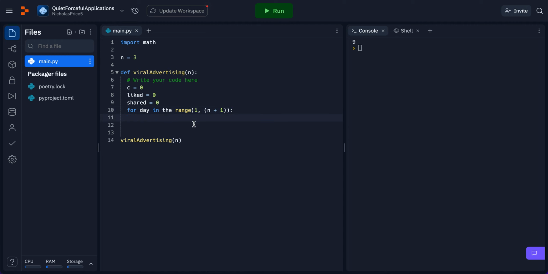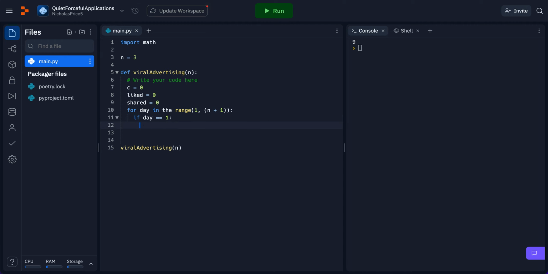Okay, so we've got our variables. We are now going to loop through, and let's write out the code for the first day. We could write that the shared number is 5, and that when you divide 5 by 2 and then take the floor of that, you get 2. But we could also skip all of that, and just write if day is equal to 1.